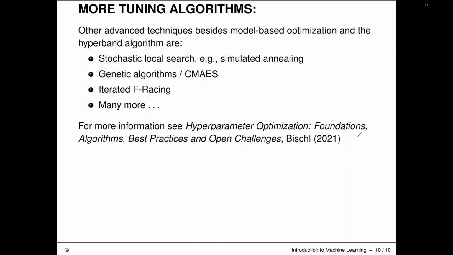So I guess this video became a little bit longer than I wanted it to be, but I hope it was somehow helpful to understand the basic ideas of these more advanced algorithms. Of course, there's a lot of other stuff that we couldn't cover here. So there's, for example, different stochastic local search algorithms. You can use some form of simulated annealing. There are more complicated genetic algorithms or evolutionary strategies. One pretty well-performing one is, for example, covariance matrix adaptation. There's iterated F-racing and lots of other stuff.